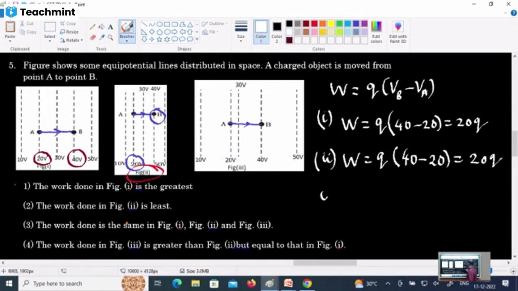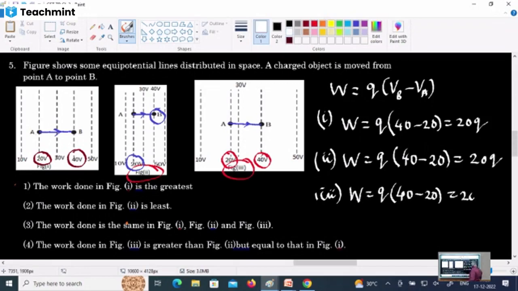What about the third case? How much work is done in this case? Once again, work done is equal to charge times the potential at B, which is 40 volt, minus the potential at A, which is 20 volt. So 40 minus 20, once again 20. That means the work done is the same in figures 1, 2 and 3. So therefore the answer is 3.